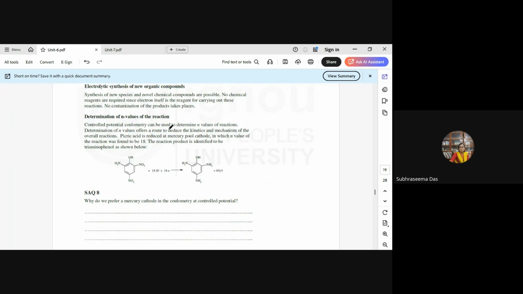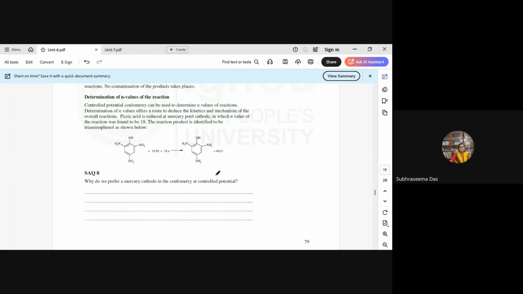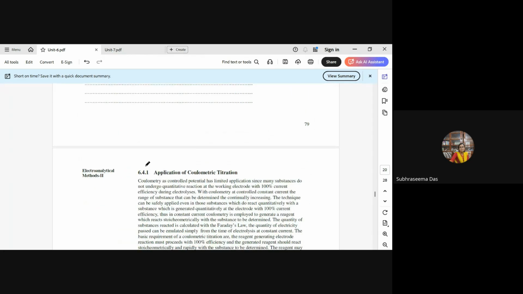And then determination of the n values of the reaction. Even by coulometric methods, we can determine the n values of the reaction. Controlled potential coulometry can be used to determine the n values of the reactions. Determination of n values offers a route to deduce the kinetics and mechanism of the overall reactions. Picric acid is reduced at a mercury pool cathode, in which the n value of the reaction was found to be 18. The product is identified to be triaminophenol, and the whole process was carried out by coulometric titration.